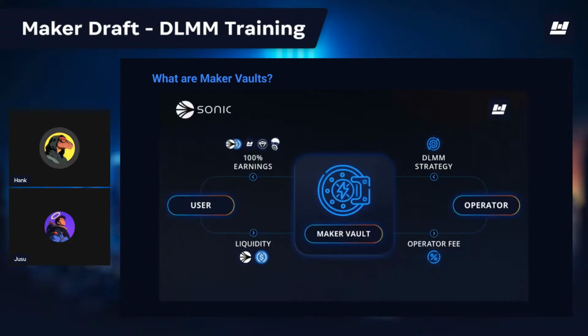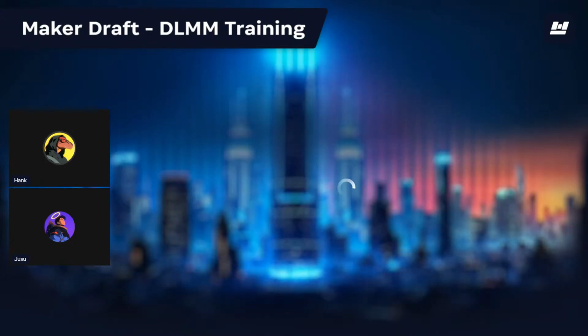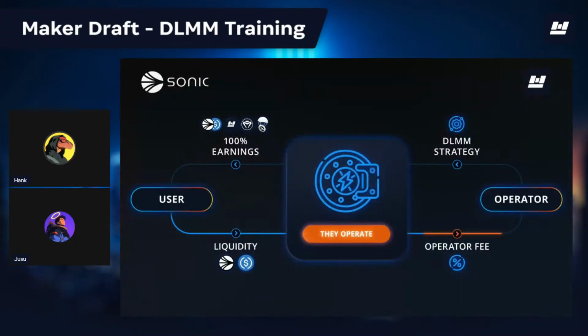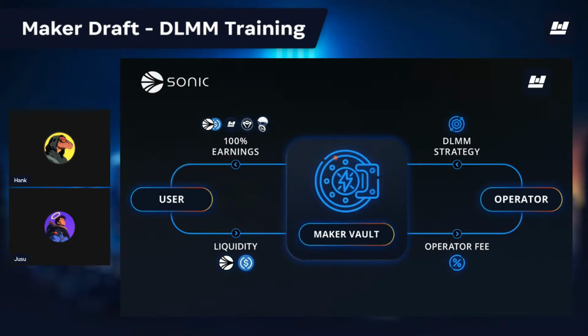Now, this is a little graphic, but it doesn't play directly, so I'm going to pull this one up. I hope this shows. This is a graphic that explains how maker vaults work. On the left side, you see the user, and on the right side, you see the operator. And in the middle is the maker vault itself and how the value flow works.